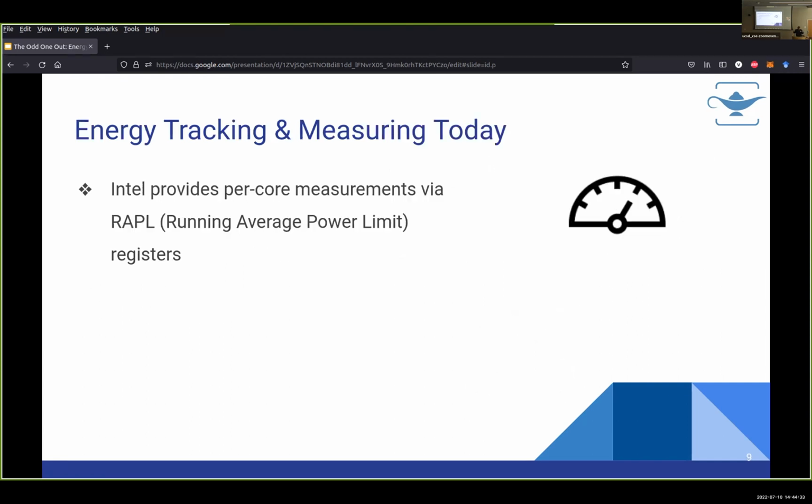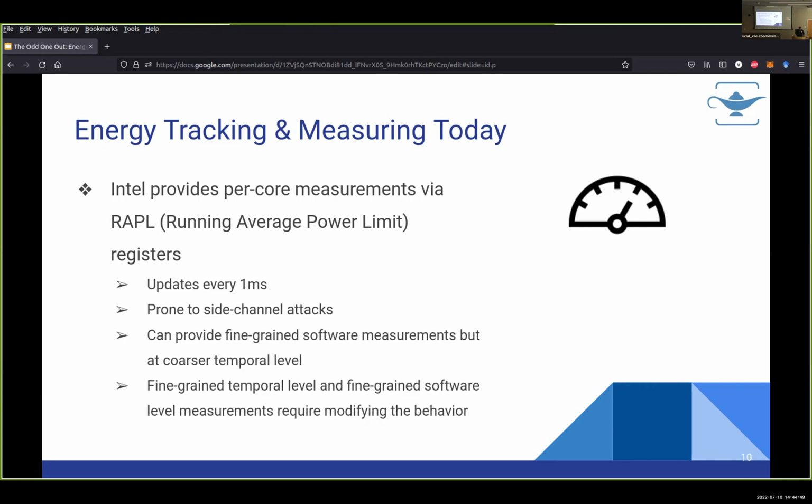So how does energy tracking and measurement work today? There are a couple of ways you can go about it. First is obviously using hardware to do measurements. Intel provides per core measurements via RAPL, the running average power limit registers. But they update every 1 millisecond, and using them in a live setting leaves the application prone to side channel attacks. However, these registers can actually provide fine-grained software measurements, but only at a very coarse temporal level.